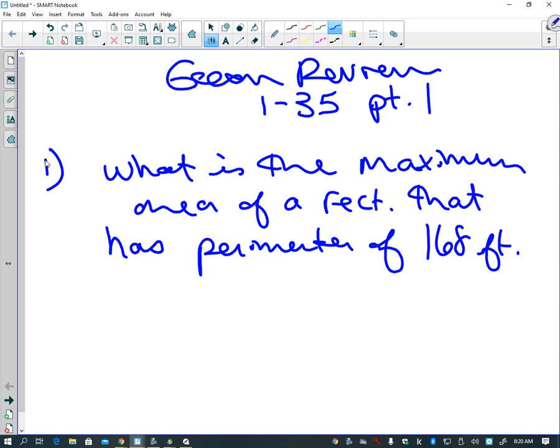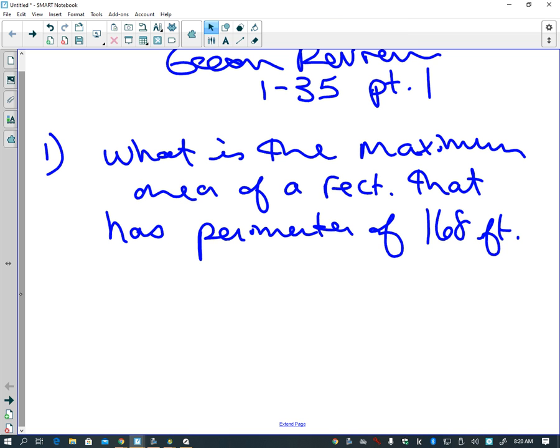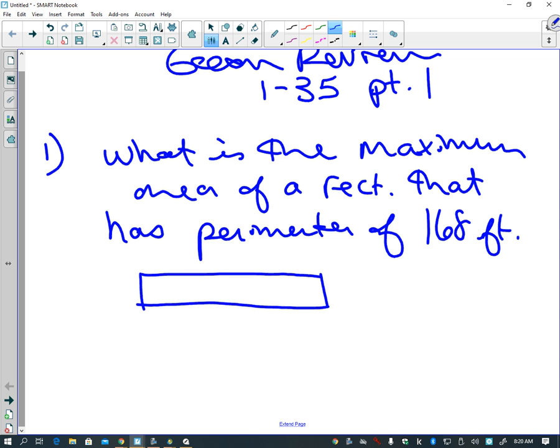Are all rectangles created equal? We can do some tests with this. How can I split a rectangle up if I know that the perimeter is 168 feet? Let's say you had something that was very long, let's say the width was 2 feet. What would the length of it be? How would I find out? Wouldn't I subtract 4 from 168?